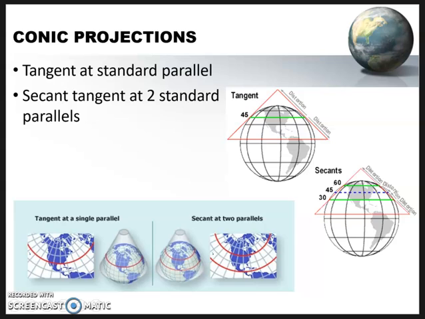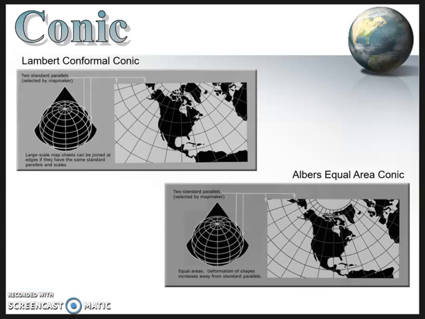Okay, so conic projections are good for mid-latitude regions such as North America or the continental US. So let's look at a couple of examples of conic projections. So we have the Lambert conformal conic, which was published by Johann Heinrich Lambert in 1772. The Lambert conformal conic projection preserves shape using two standard parallels.